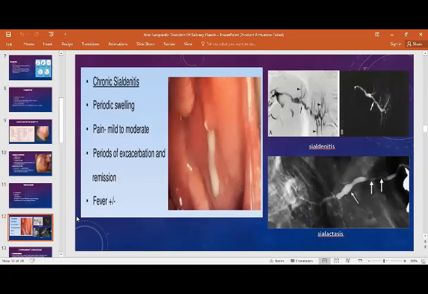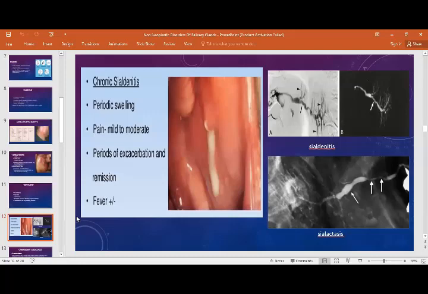Now, there's another condition. That was acute sialadenitis. Another type is chronic sialadenitis. Chronic sialadenitis basically occurs due to recurrent infections of the salivary gland, and when it occurs repeatedly, there is a periodic swelling. But in this case, pain is definitely less, and fever is again less because it is a recurrent condition. During the period of remission, the patient would be all right between these episodes.